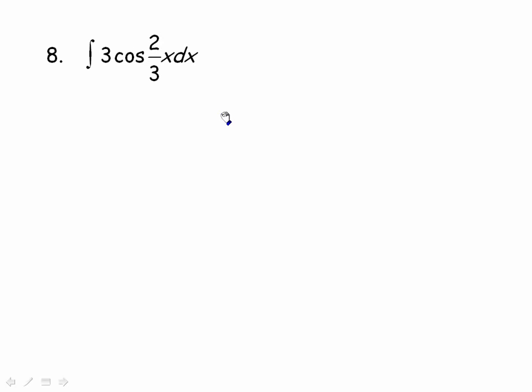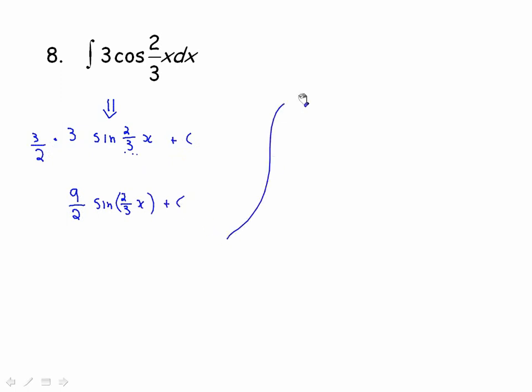And then number 8, a little bit more complicated, but you've got to remember that the 3 remains as a passenger, and then the antiderivative of cos of 2/3 x is sine of 2/3 x, and then we multiply by 1 over k, that is 1 over 2/3. 1 over 2/3 is 3 halves. And so this will give us 9 over 2 sine of 2 over 3x plus c. And this one warrants a check.